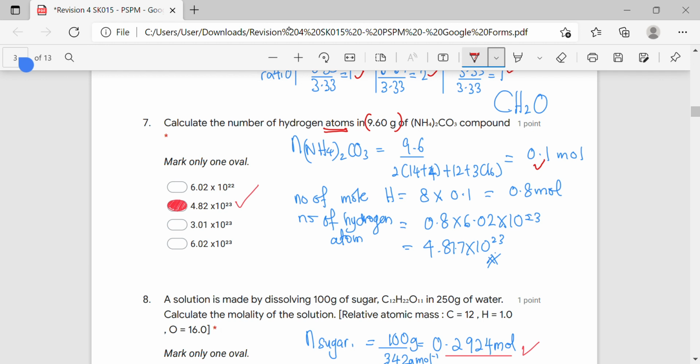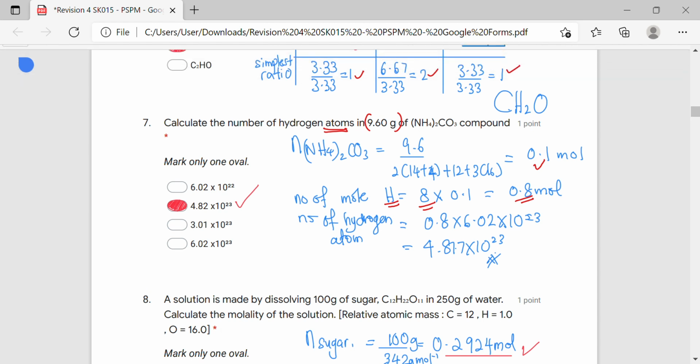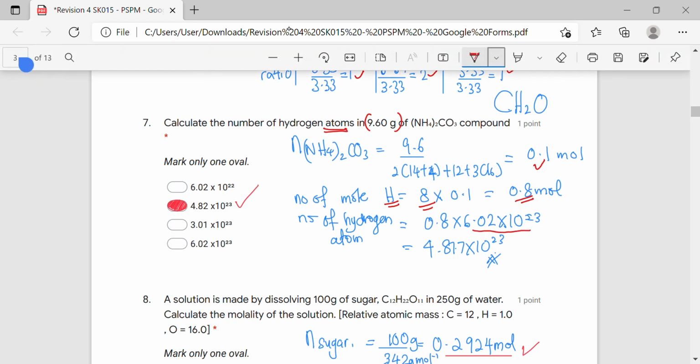Then dalam NH42CO3 kita ada 8 hydrogen. So mol darabkan dengan 8 hydrogen 0.8 untuk hydrogen mol. Then untuk dapatkan number of hydrogen atom, so darabkan dengan Avogadro constant 6.02 exponent 23. So jawapannya.